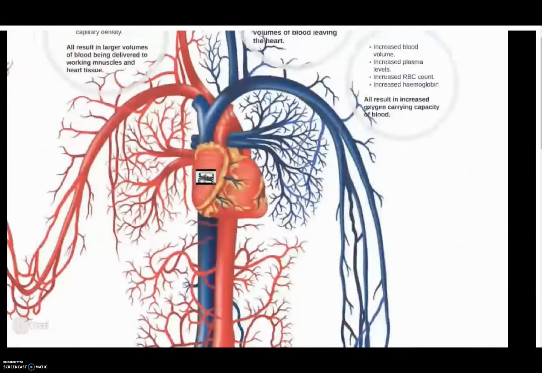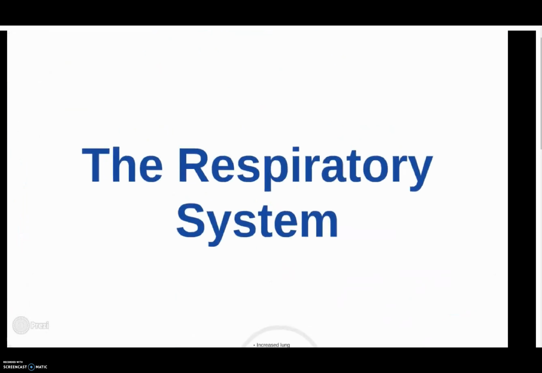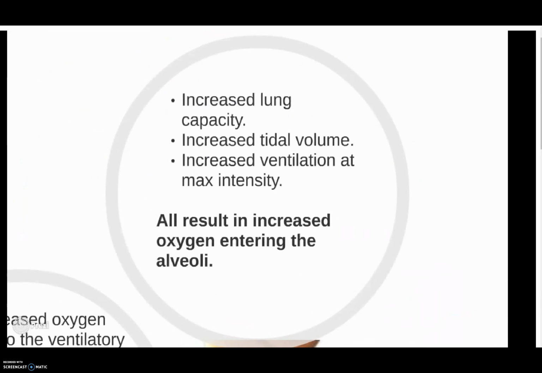We'll skip this short video and we'll move on to the respiratory system. We get increased lung capacity, which is a really broad term, so I prefer to talk about things like increased tidal volume and increased ventilation at max intensity. Tidal volume is the amount of air that goes in and out of the lungs every time we breathe, and ventilation is the amount of air that enters and leaves the lungs every minute. By increasing those, we've got more oxygen entering the alveoli, which is the site of gaseous exchange.